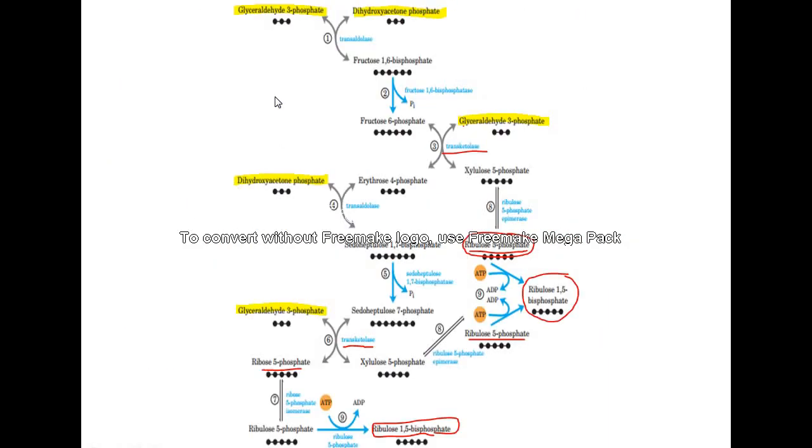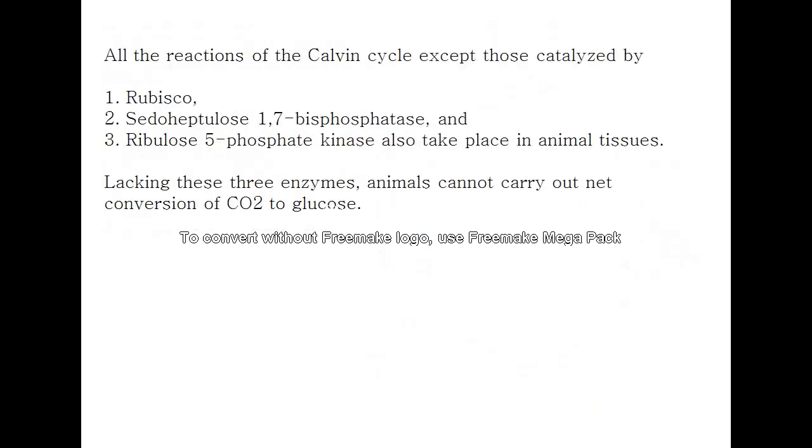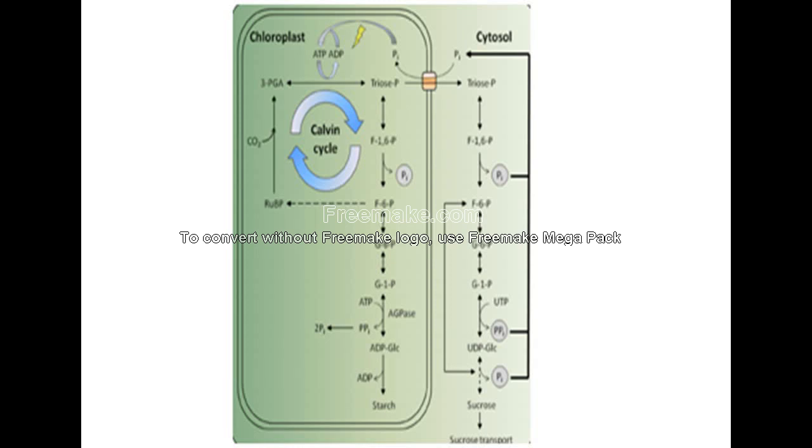It will be better if you can use this 3 carbon dioxide plus 3 H2O will give you. So all of these reactions also take place in animal tissues, except for some. So that's why animals cannot carry it out. So with this I think we will end on the Calvin cycle. So thank you.